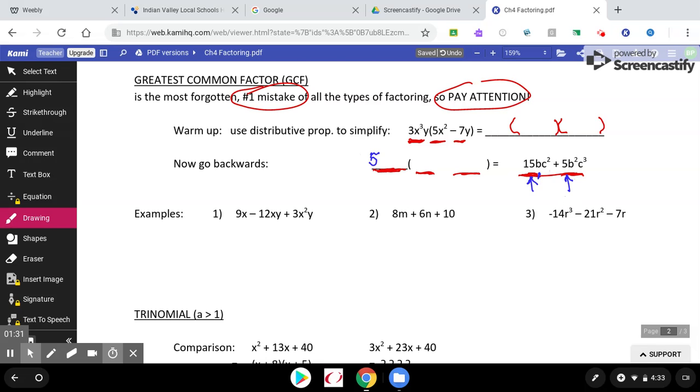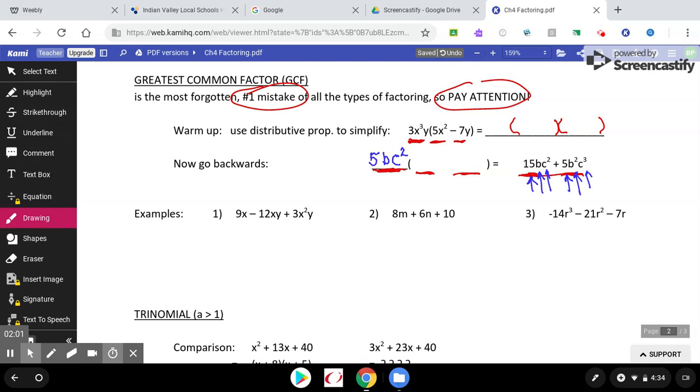This guy has one B, this guy has two B's. What's the greatest number of B's common? Well, the first one only has one, so it can't have more than one in common. This guy has two C's, this guy has three C's. What's the largest number of C's common to both of them? Well, again, the first one only has C squared, so we can't have any more than that in common. So that's the greatest common factor.